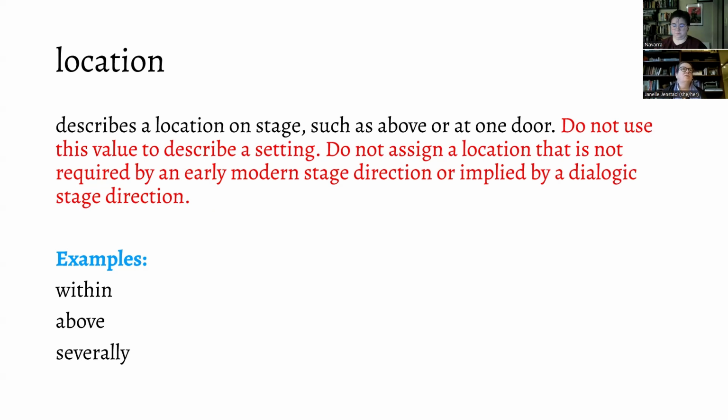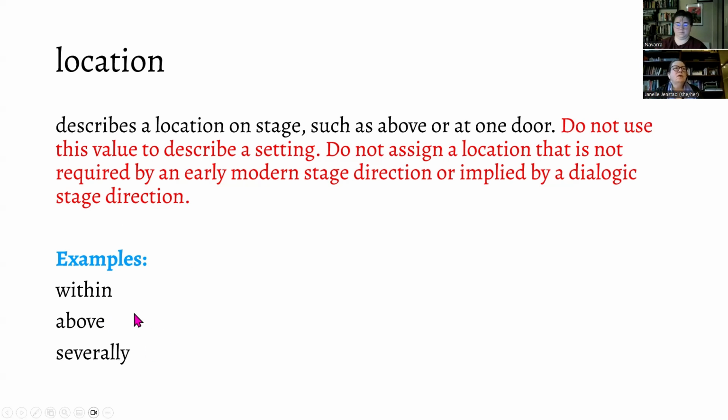Do not assign a location that is not required by an early modern stage direction or implied by a dialogic stage direction. So we don't want editors to start directing the play and deciding that certain actions have to happen in certain places on the stage. But if that information is present in an early stage direction from a folio, quarto, octavo, or duodecimo text, you want to provide that information to the reader. And we also want to be able to harvest those stage directions later. So location is the value for that.